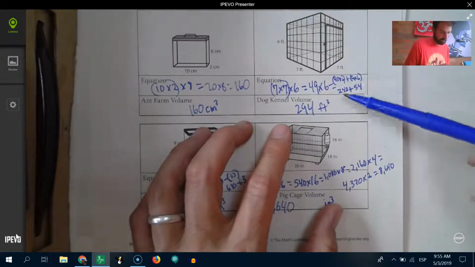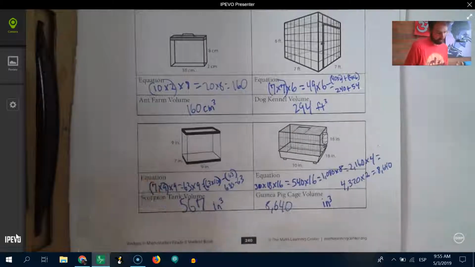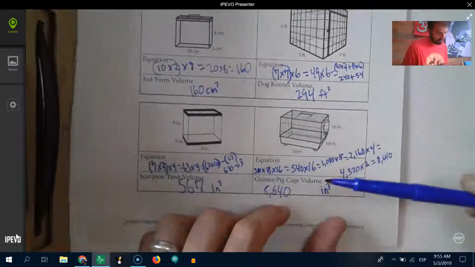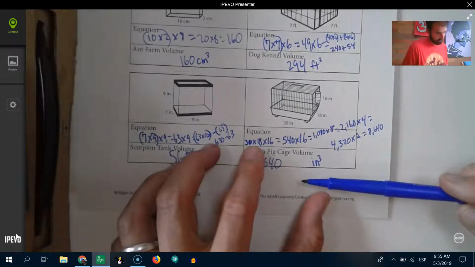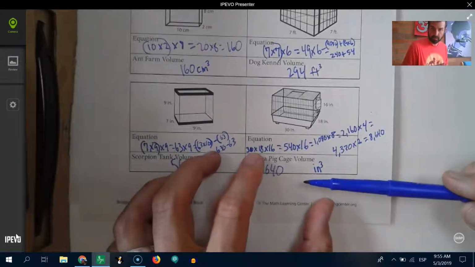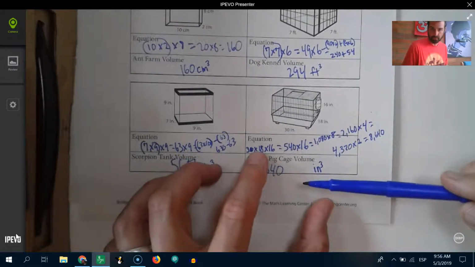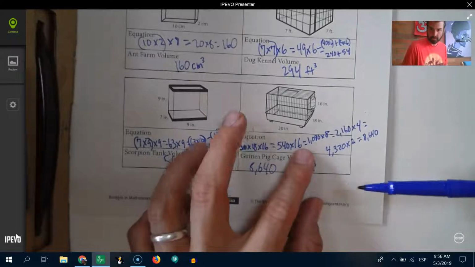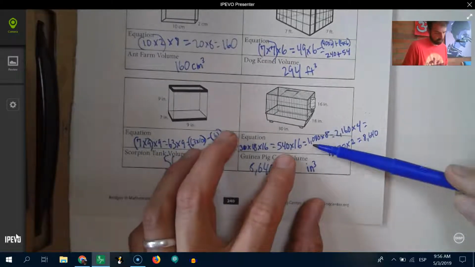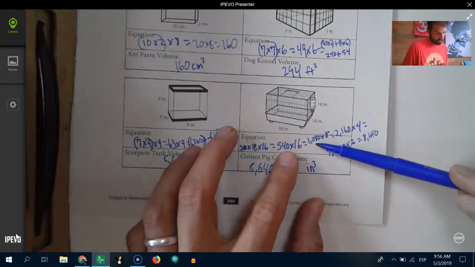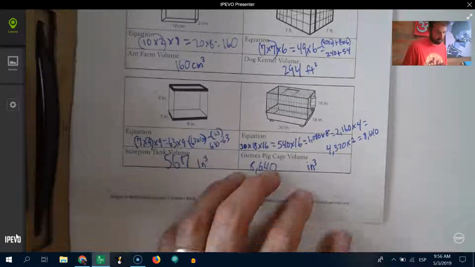Wait, hold on a second. 49 times 6. 40 times 6 is 240, plus 54, 294. Yeah, that looks right. Maybe I did something wrong here. 30 times 18. 3 times 18 is 54, times 10, 540 times 16. And then I doubled and halved. No, that looks right. Let me know if I got it wrong.